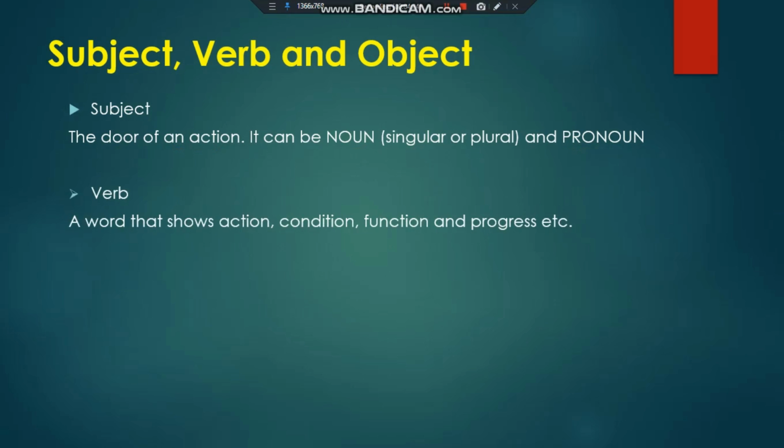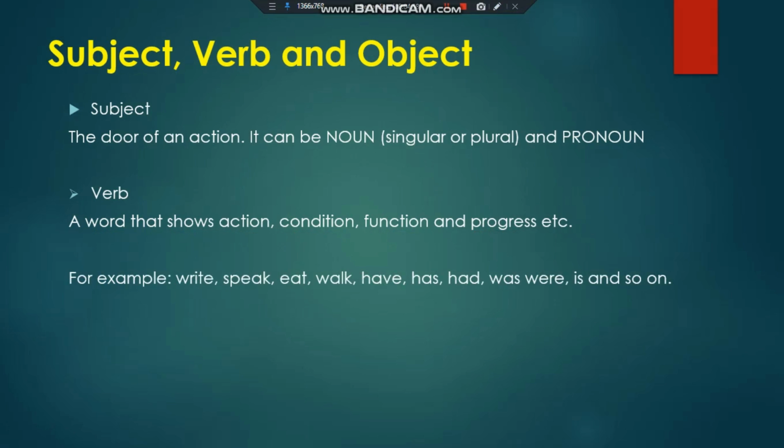Then the second thing that we have is verb. So a verb is basically a word which shows an action, right? Action, it may also show a condition, function, or progress. It can show any of the following things, right? So a verb in a sentence is a very basic thing which shows an action, and without a verb a sentence cannot be complete, and it won't give you a proper meaning.